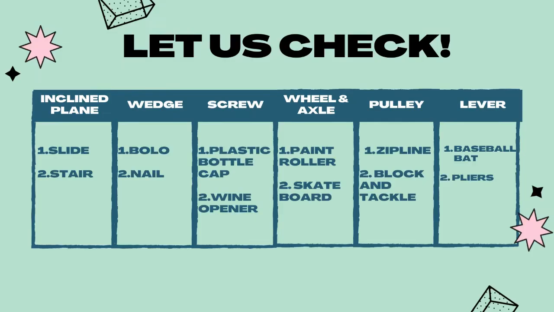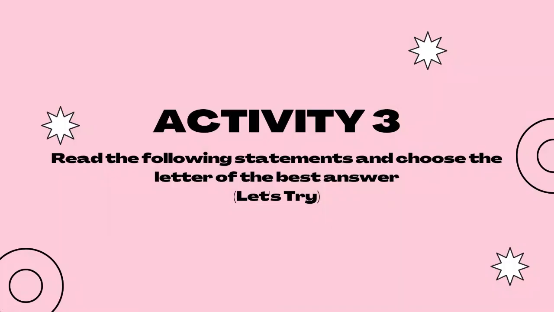Let us check your answers. Inclined plane: number 1, we have the slide, and number 2, stair. Under the wedge, we have bolo and nail. Screw, we have plastic bottle cap and wine opener. Wheel and axle, we have the paint roller and the skateboard. Pulley, we have the zip line and block and tackle. And the last one, the lever, we have the baseball bat and pliers. Well done, children. Let's move on to the next activity.